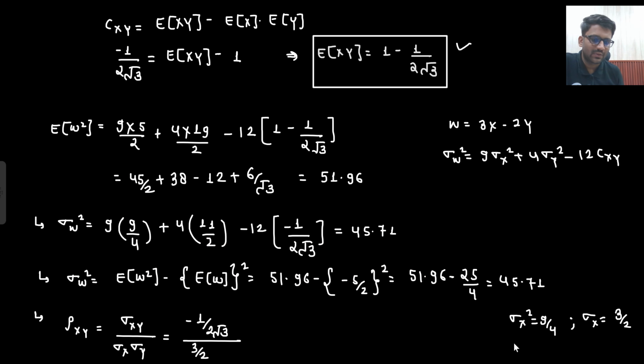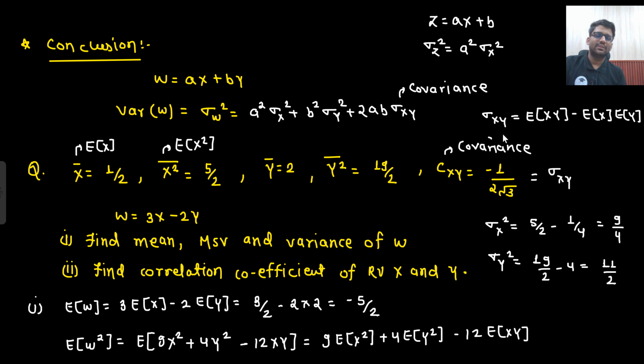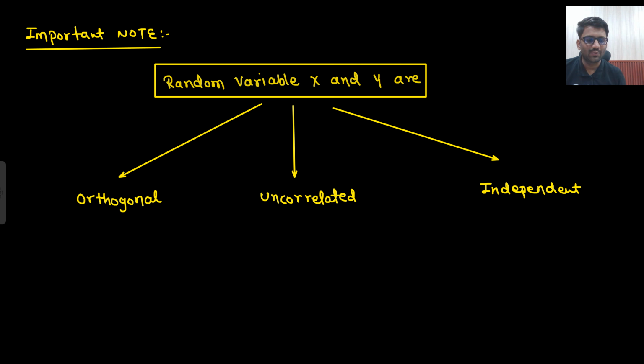And sigma y square is given as 11 by 2. Sigma y is equals to under root 11 by 2. So you can solve it whatever the answer you get. So this was your correlation coefficient, sigma xy upon sigma x dot sigma y. Sigma xy was already there, sigma x was already there, sigma y was already there. So this question was purely based on the formula. Whatever formula we have studied, we just revise over the formula, nothing else. Well and good. Let's move to the next.